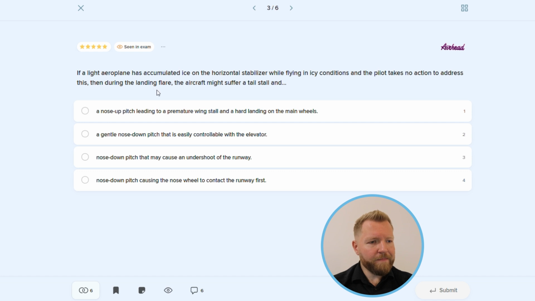Question number 3. If a light airplane has accumulated ice on the horizontal stabilizer while flying in icy conditions, and the pilot takes no action to address this, then during the landing flare, the aircraft may suffer a tail stall and... And we have, like always, 4 options.